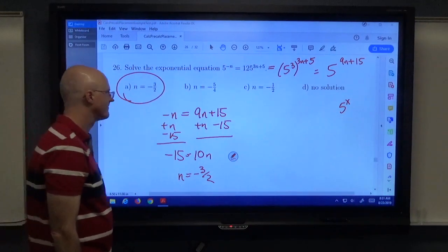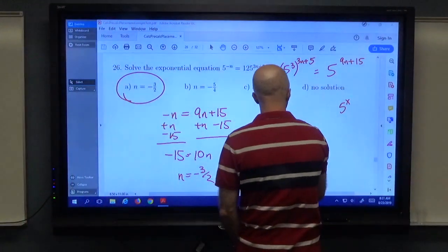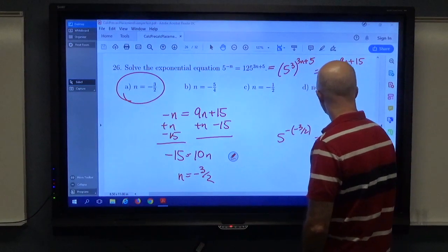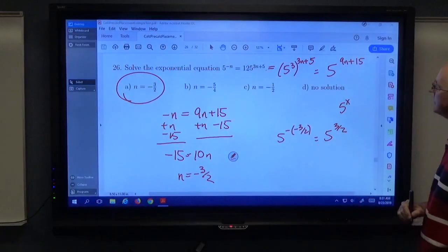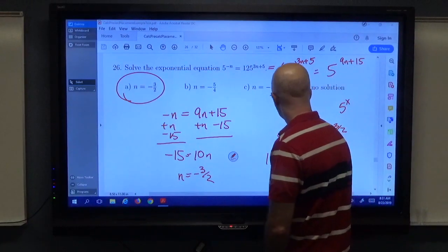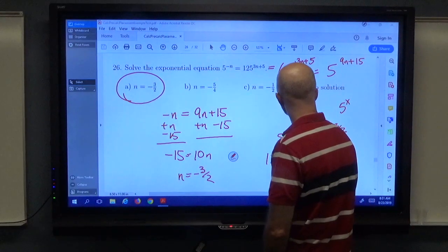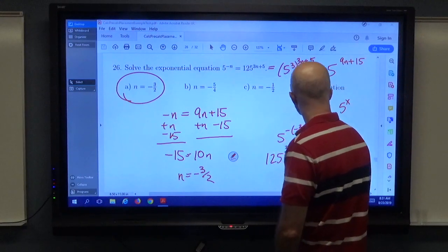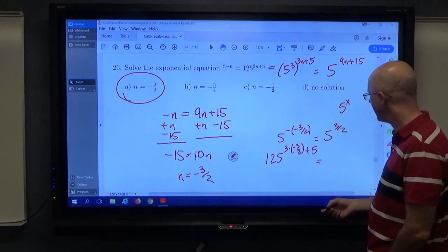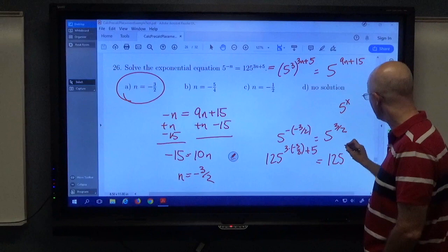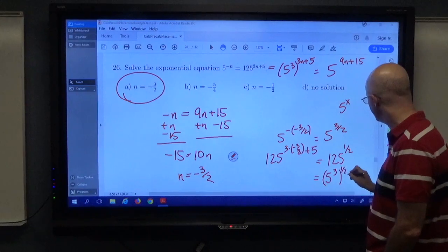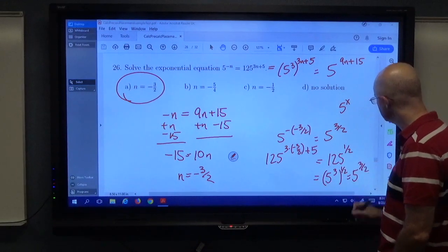Probably want to check this. Go back to the original equation. 5 to the -n is going to be 5 to the 3/2. Well, you get the same thing when you plug -3/2 in for n and simplify. 125 to the 3 times -3/2 plus 5. That's -9/2 plus 5. 5 is the same as 10/2. This is 125 to the 1/2, same as 5 cubed to the 1/2. Multiply the exponents. This is the same as 5 to the 3/2. It does work.